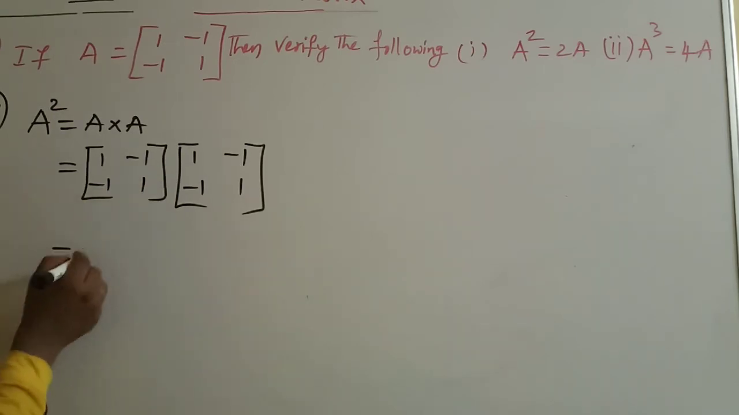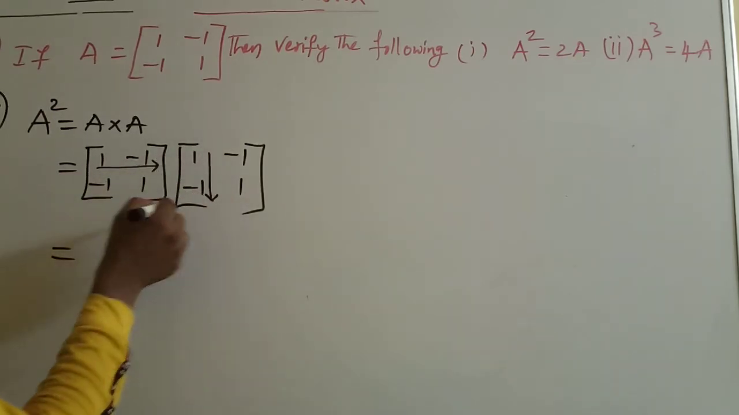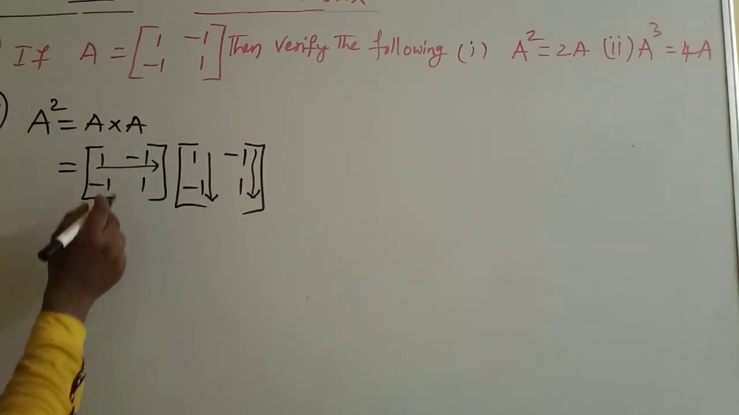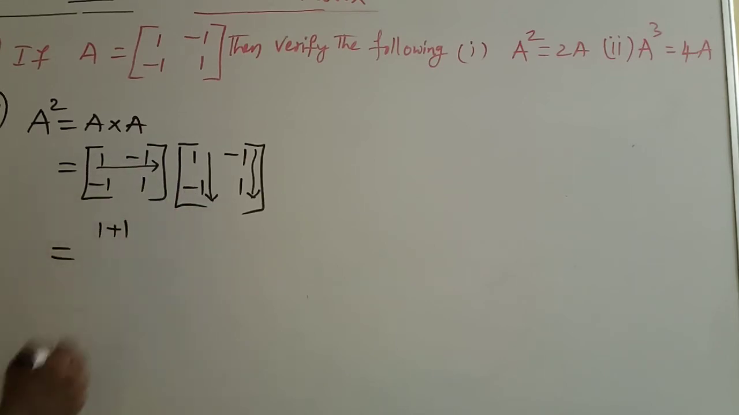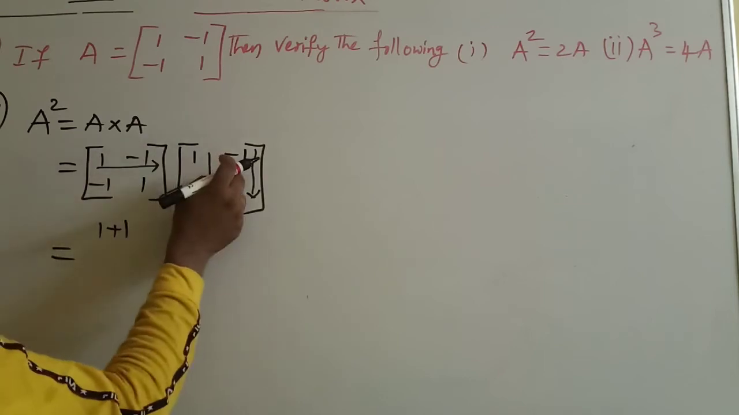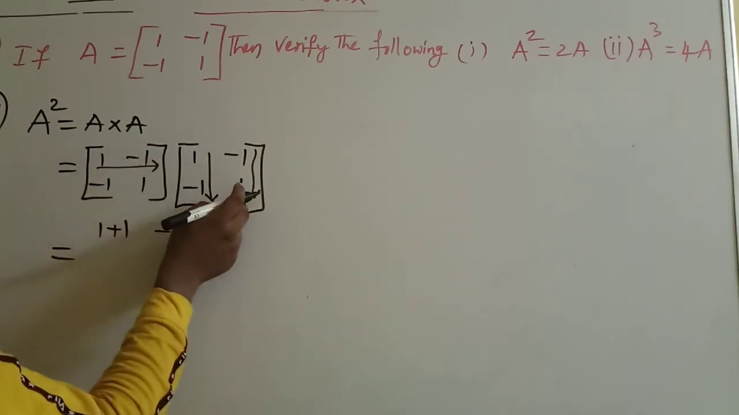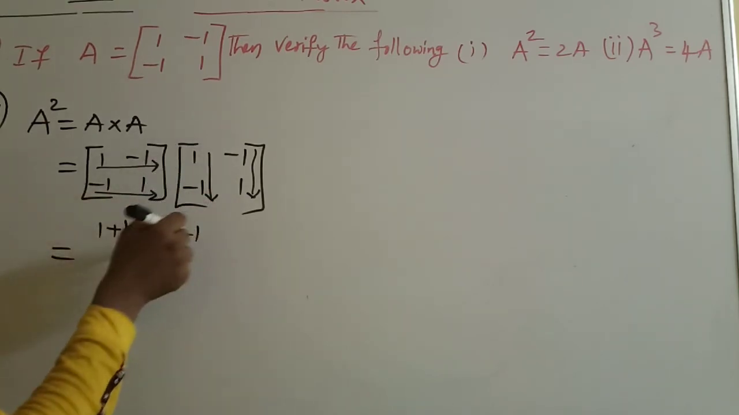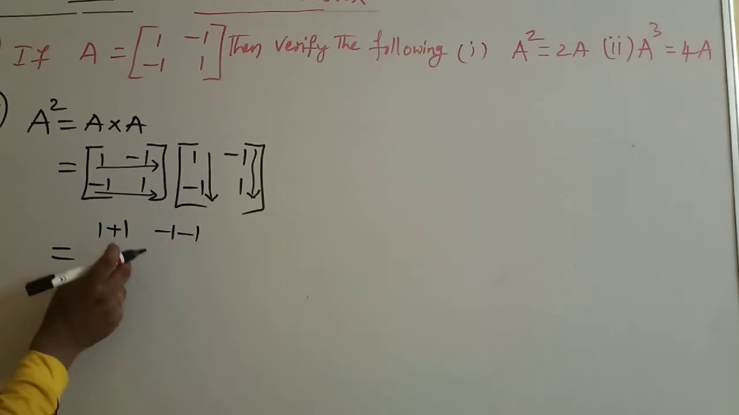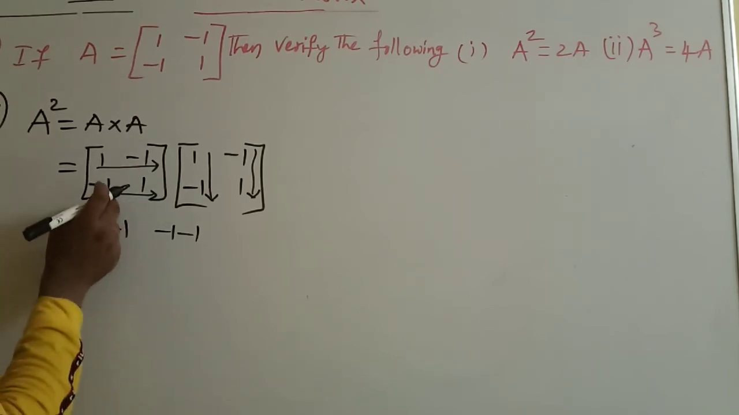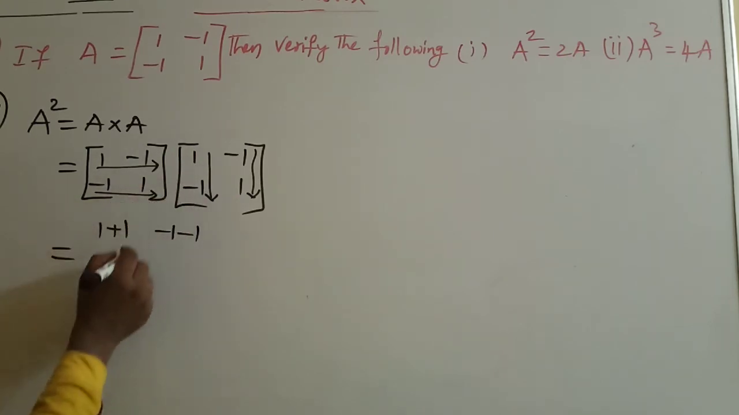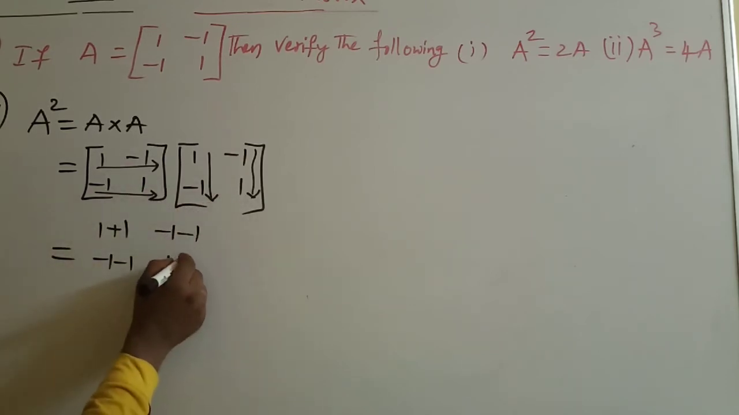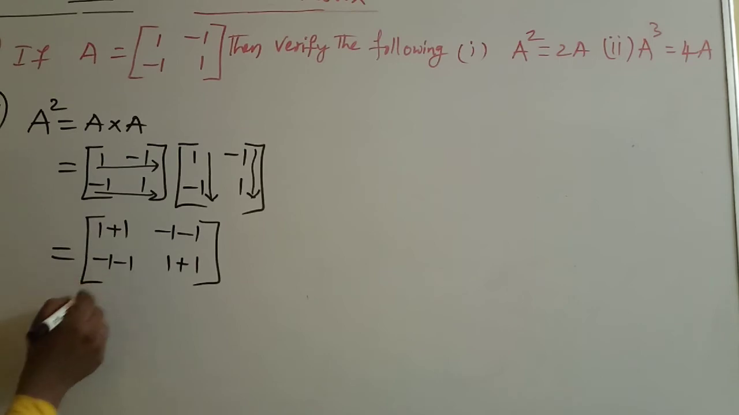And just normal multiplication. First row, first column gives the first element, first row, second column gives the second element. 1 ones are 1, minus 1 into minus 1 is nothing but plus 1. After that, next one, 1 into minus 1 is nothing but minus 1. Minus 1 into 1 is nothing but again minus 1. Next, same method, second row, first column, and you get the second row's first element. So minus 1 into 1, minus 1, 1 into minus 1, minus 1, minus 1 into minus 1, plus 1, 1 into 1, plus 1. So now what did you get here?